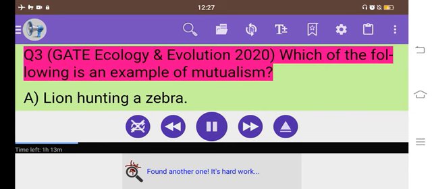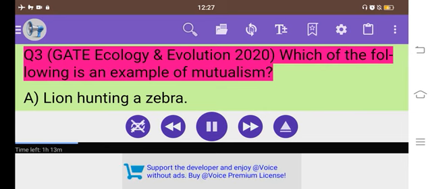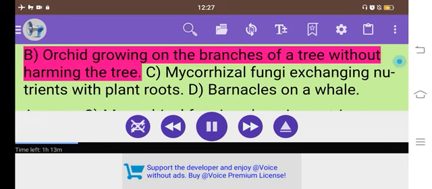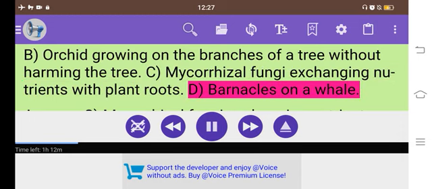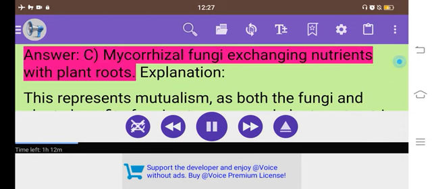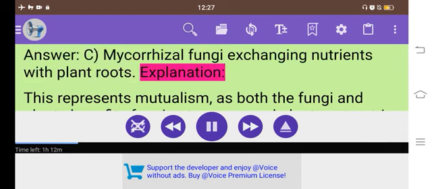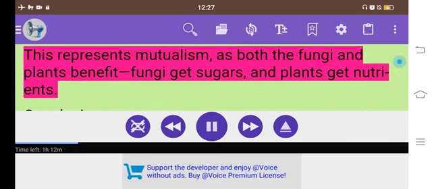Q3, GATE Ecology and Evolution 2020. Which of the following is an example of mutualism? A. Lion hunting a zebra. B. Orchid growing on the branches of a tree without harming the tree. C. Mycorrhizal fungi exchanging nutrients with plant roots. D. Barnacles on a whale. Answer: C. Mycorrhizal fungi exchanging nutrients with plant roots. Explanation: this represents mutualism, as both the fungi and plants benefit. Fungi get sugars, and plants get nutrients.